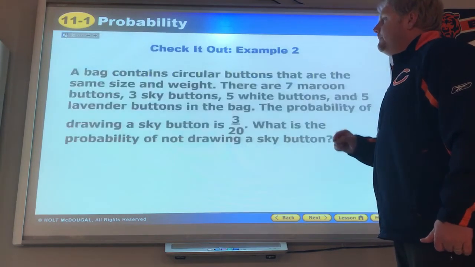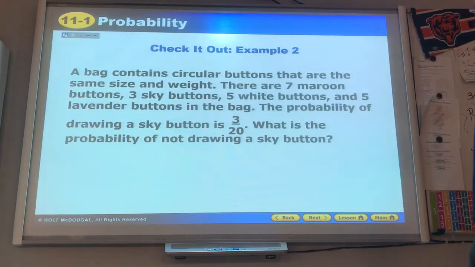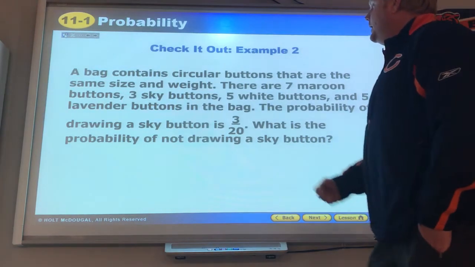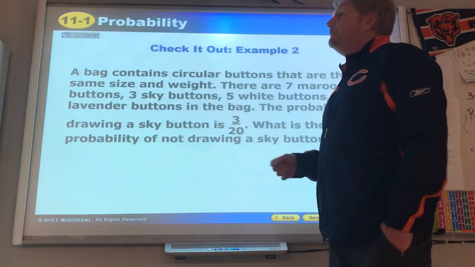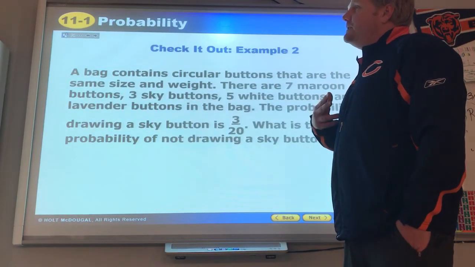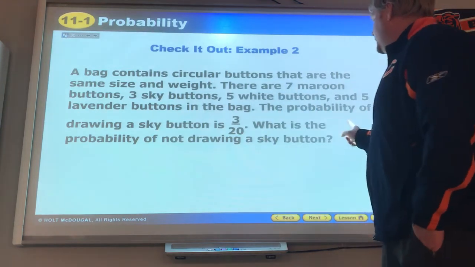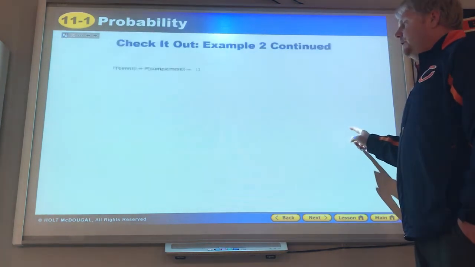Let's do it one more time. A bag contains circular buttons. Oh, now good, we're dealing with clothes. The same size and weight. There are 7 maroon buttons, 3 sky buttons, 5 buttons that are white, and 5 lavender buttons in the bag. The probability of drawing a sky button is 3 out of 20. What is the probability of not drawing one? It will happen. So the other option is for it to not happen, and they have to total 1, so 17 out of 20. All right?